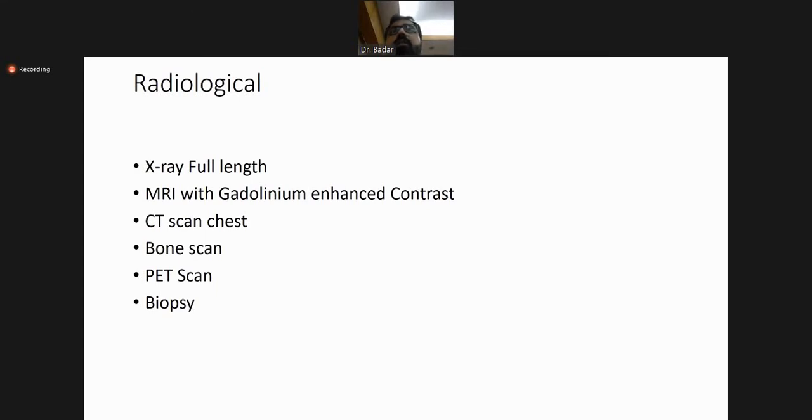CT scan chest is to look for metastases in the chest. Bone scan is to see the metastasis in the bone. And PET CT, which everybody is recently doing, is positron emission tomography. PET CT is able to detect the smallest lesions, even less than 0.5 mm. And in the end, after doing all investigations, do the biopsy.